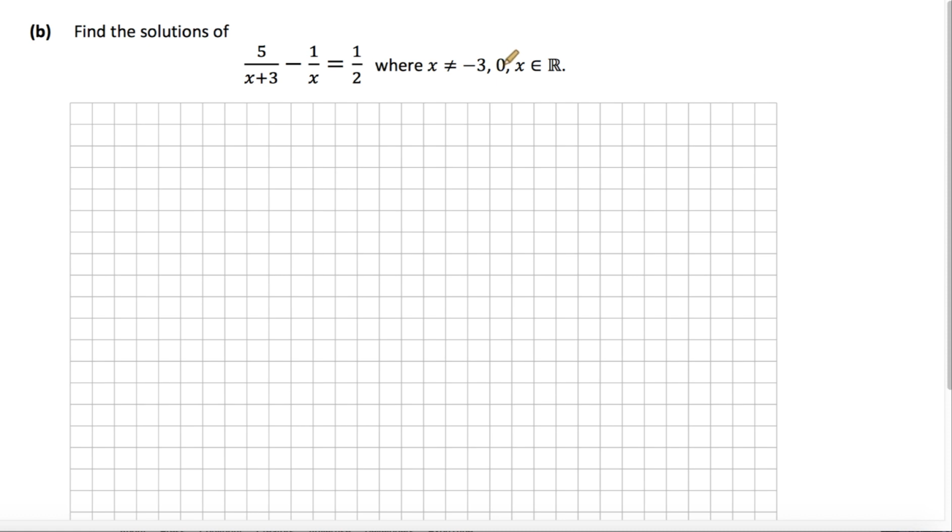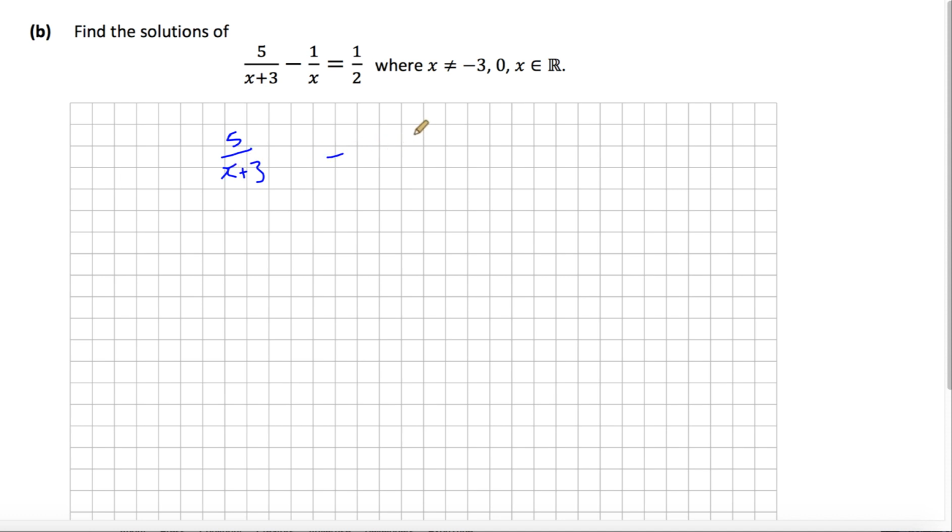Similarly, if x was 0, this bit here would become 0, and you'd have the same problem. So that's why they say x cannot be those two. So don't worry too much about it, but that's why they're saying it. Okay, so with algebraic equations involving fractions, the easiest way to approach them is if you write the question out, but spread your fractions out a bit, give yourself a bit of room.